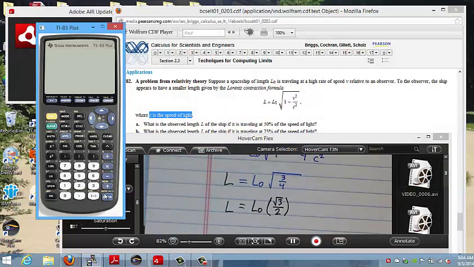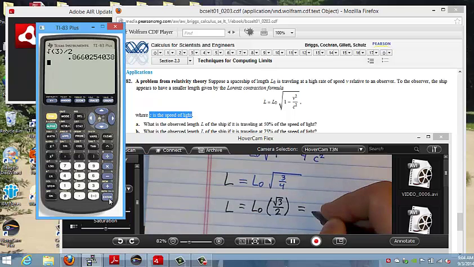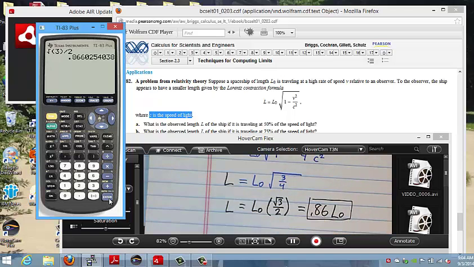Calculator. That's certainly a number I see a lot. Here, let's do square root of 3 divided by 2. 0.866. So we're at about 87% of the actual length. It doesn't look as long as it actually is.